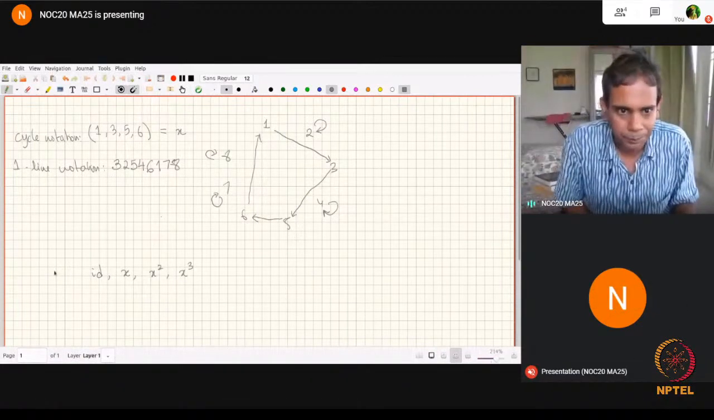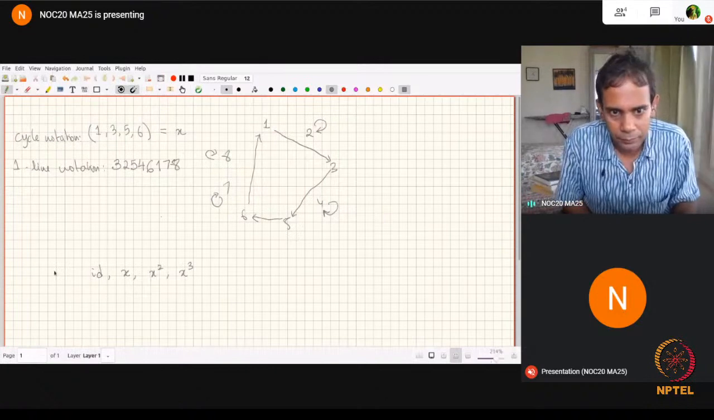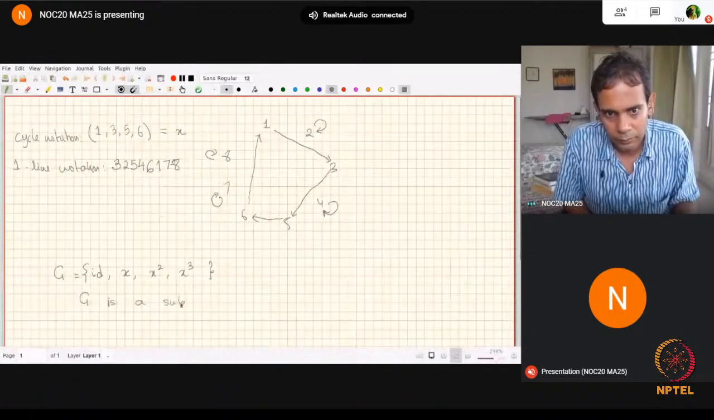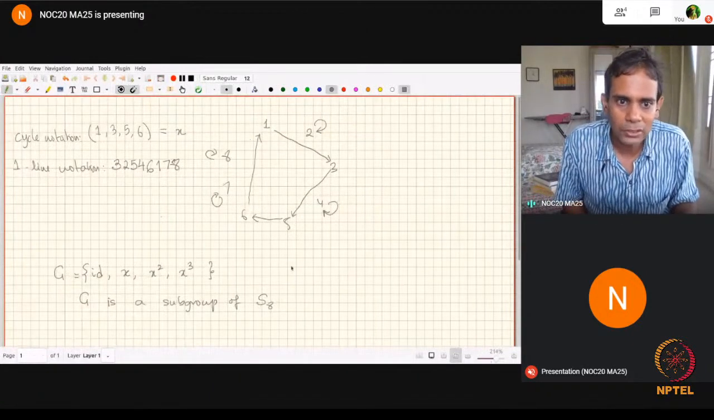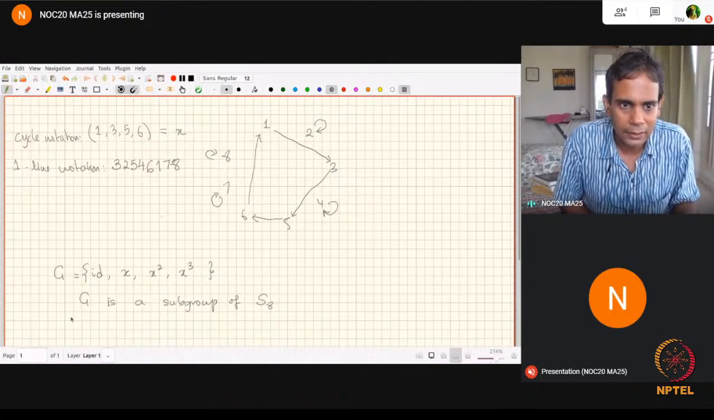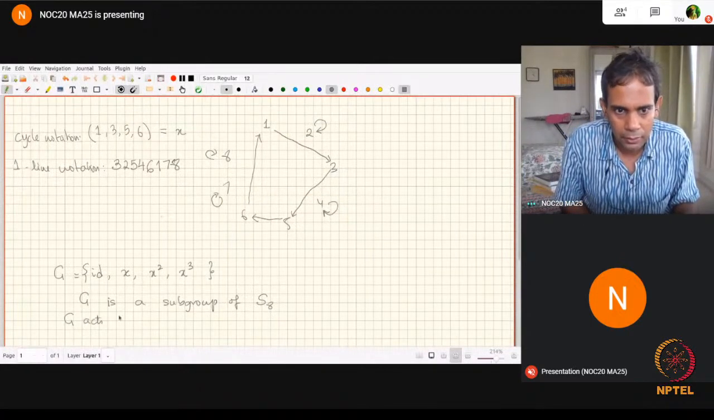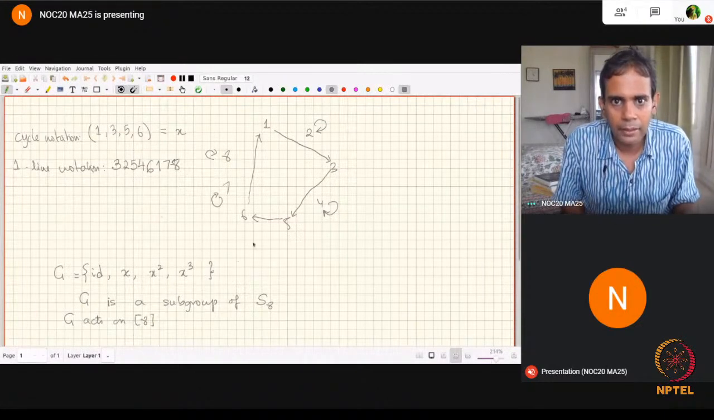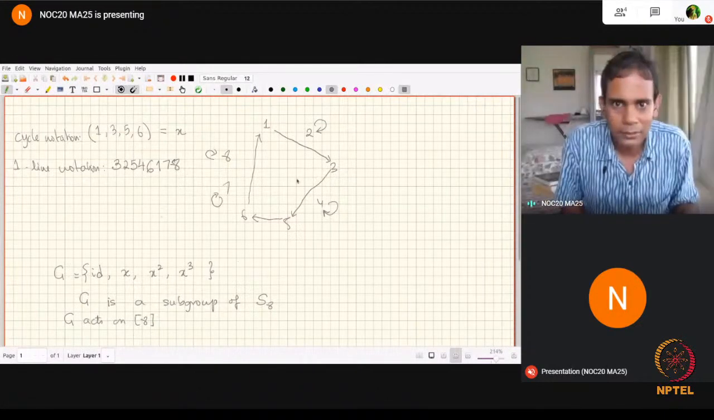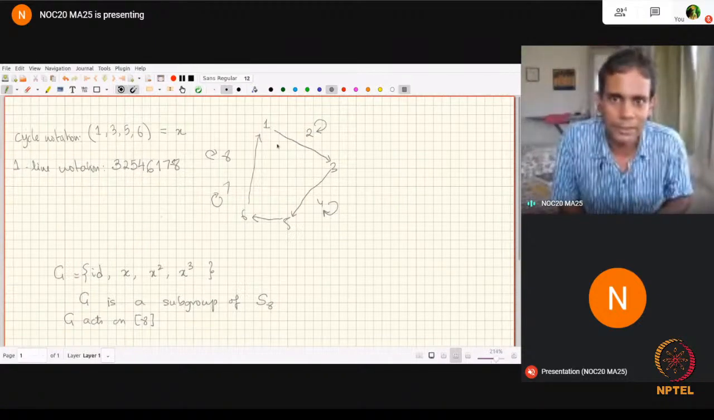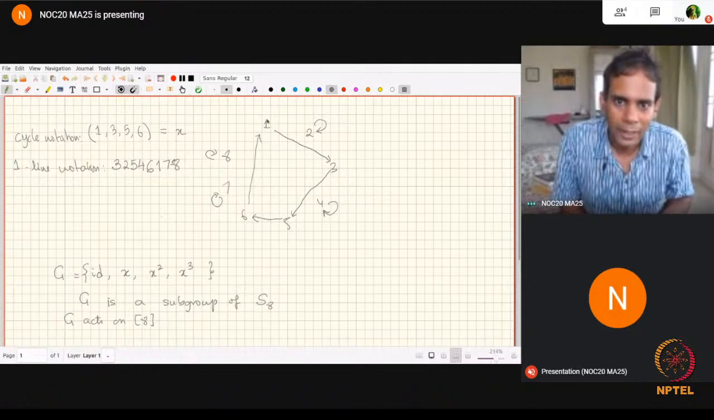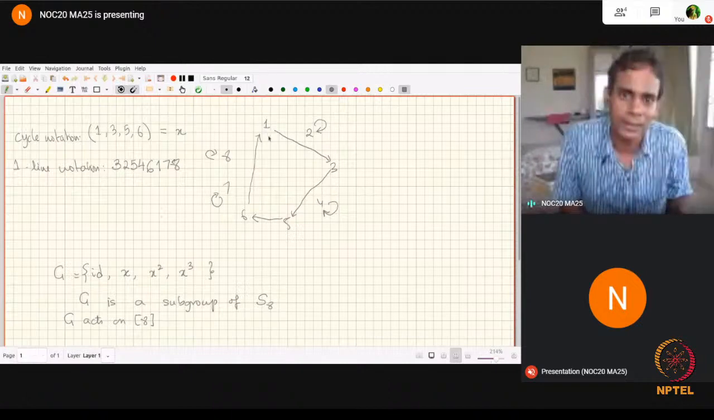So G is a subgroup of S8, and so G acts on the set 8. You can see the orbits very clearly from this. If you take the orbit of 1, it will contain 3 because x takes 1 to 3, and it will also contain 5 because x squared takes 1 to 5. And it will contain 6 because x cubed takes 1 to 6. And of course, it will contain 1 because identity takes 1 to 1.